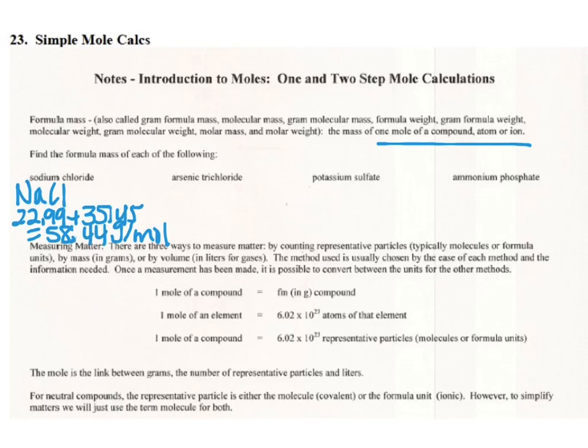Arsenic trichloride, AsCl3. As is 74.92 plus chlorine, which is 35.45, and there are 3 of them, and we get what? 145? I got 181.27.